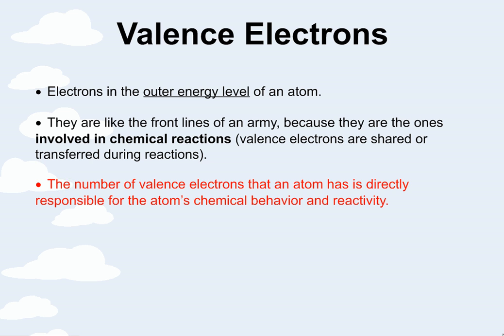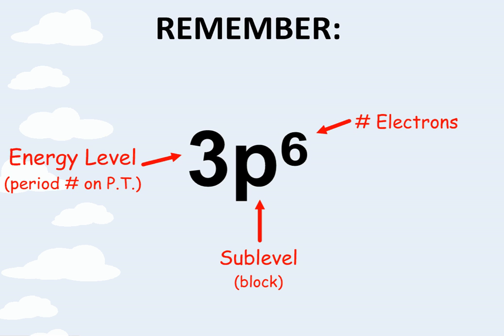Remember that valence electrons are the electrons in the outer energy level of an atom. We say they're like the front lines of an army because they're the ones involved in chemical reactions. Valence electrons are shared or transferred during these reactions. The number of valence electrons that an atom has is directly responsible for the atom's chemical behavior and its reactivity.